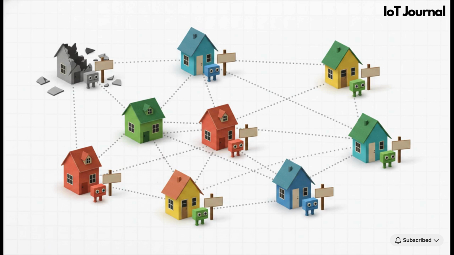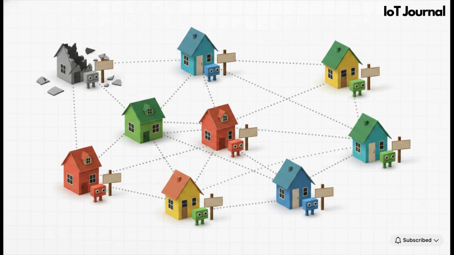Remember that telephone directory analogy with the ROS Master? Well, DDS is completely decentralized. It is truly peer-to-peer. Imagine a neighborhood where instead of having a central directory, everyone simply puts a sign out on their front lawn saying exactly what they offer, like, hey, I sell apples, or I need a plumber. If you need apples, you just walk directly to the house with the sign. There is no central directory required whatsoever.